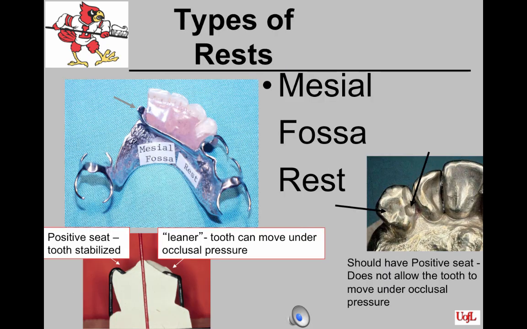A fossa rest is sometimes used on an anterior tooth when the cingulum rest is contraindicated because of tight occlusion. It is a prepared rest seat that looks similar to an occlusal rest, but it must be prepared to have a positive seat directing the forces down the long axis of the tooth. If it's not properly prepared, it becomes a leaner, and that tooth can move labially under occlusal forces on the prosthesis.